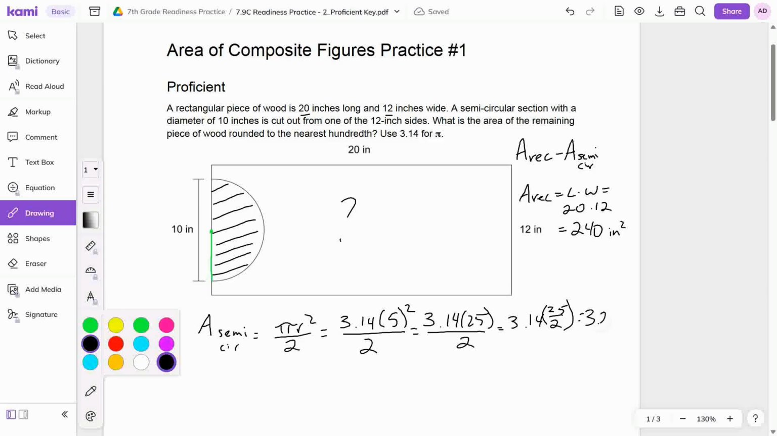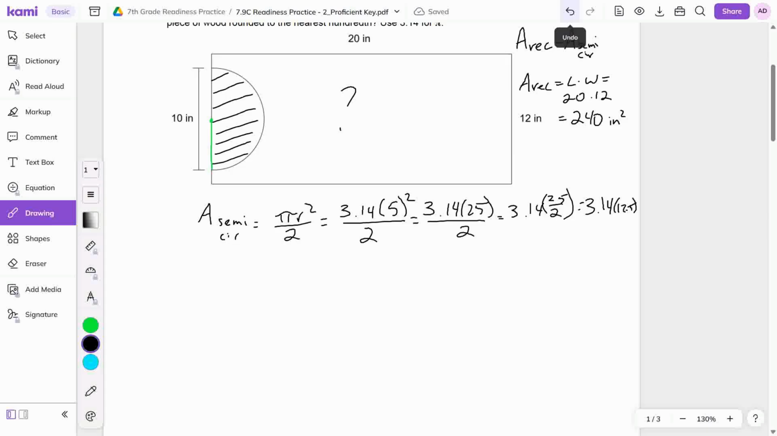So 3.14, and then we're going to multiply that by 12.5. I am going to have to multiply decimals, but it's just one basic multiplication. So let's do that. 3.14, that's our representation for pi. It is an irrational number, so it goes on forever. And then half of 25, which is 12.5. Let's multiply. So that's 20. That's 5. That's 7. That's 15.